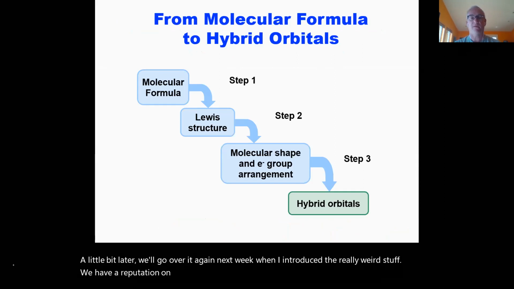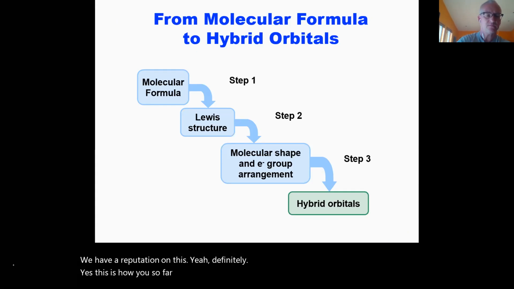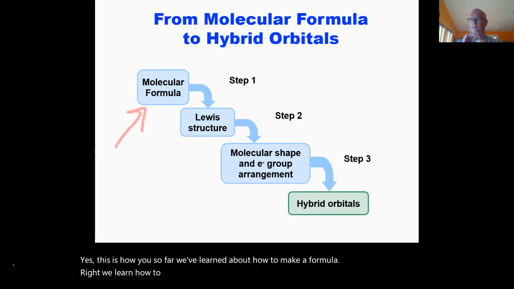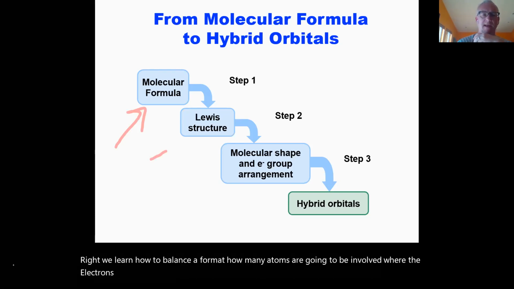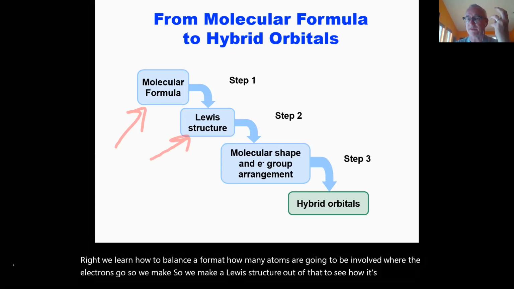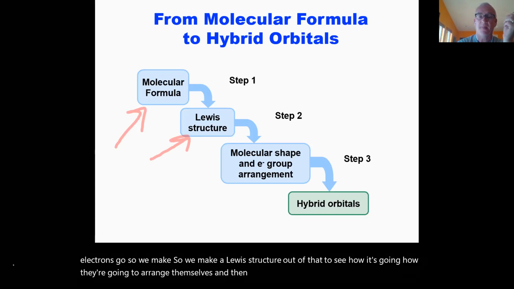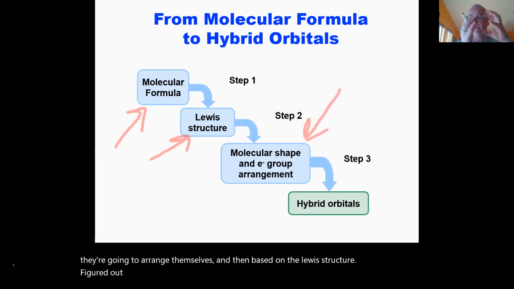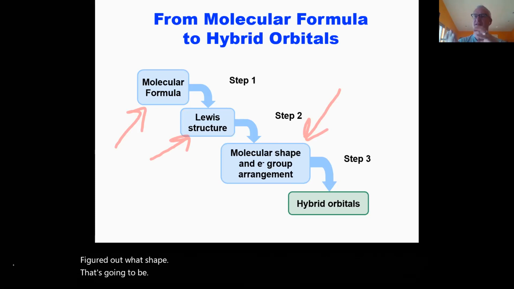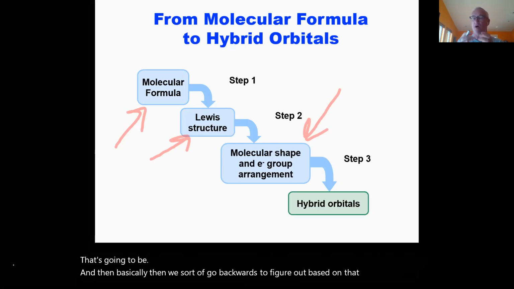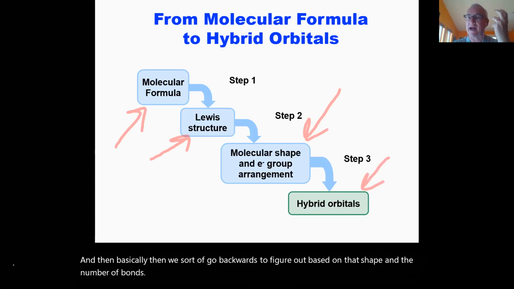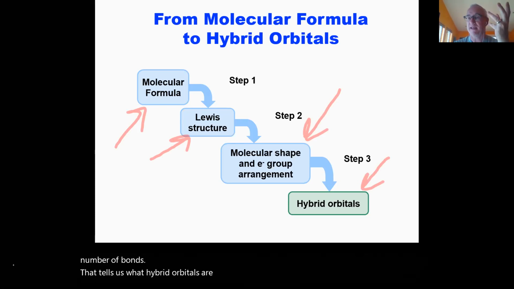Yeah, definitely. This is how, so far, we've learned how to make a formula. We learned how to balance a formula, how many atoms are going to be involved, where the electrons go. So we make a Lewis structure out of that to see how they're going to arrange themselves. And then based on the Lewis structure, we figured out what shape that's going to be. And then we go backwards: based on that shape and the number of bonds, that tells us what hybrid orbitals are involved in making that shape.